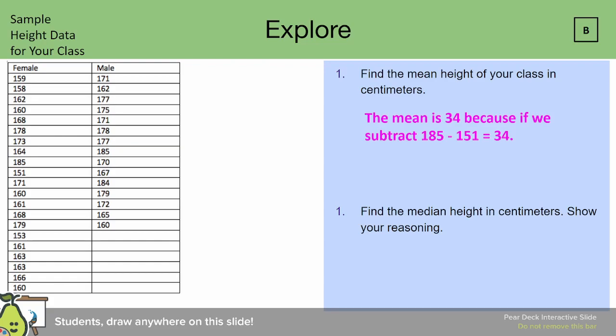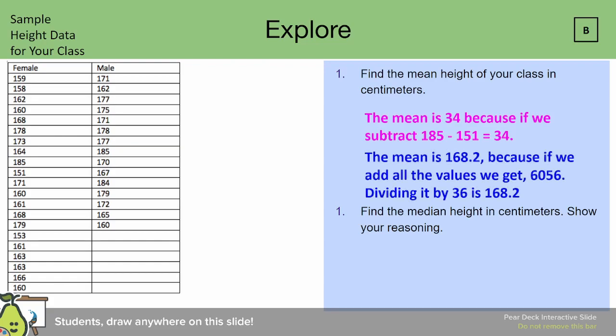Okay, let's move on. I have another student here for you that said the following. They said the mean is 168.2 because if we add all the values, we get 6,056. And if we divide that by 36, because there are 36 numbers, we will get 168.2. In other words, we have 168 and 2/10. So pause the video. What do you think about this student?